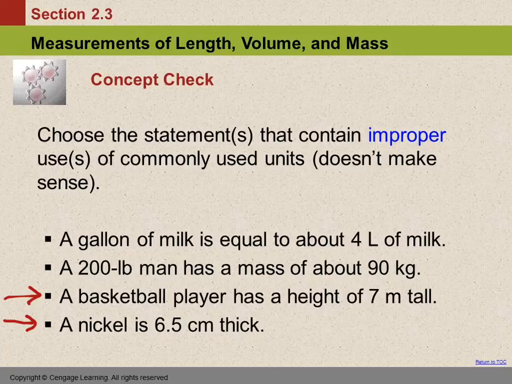So it will help you a lot to have a clue about these metric units and how large they are. Any questions?